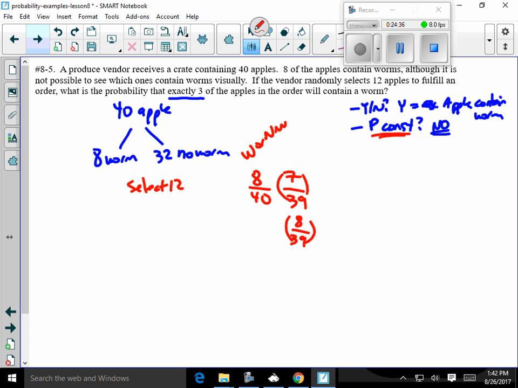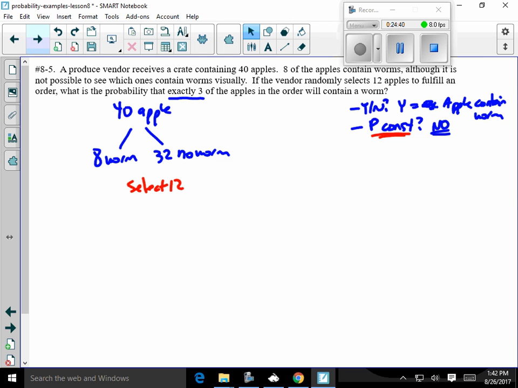This is not like a coin that has no memory. Here, we're talking about apples, and it's a fairly small group of apples, 40. So once I select one, the probability of the second one having a worm is different. Okay. So we're going to have to use a different technique here. We're going to have to say, all right, if I want to have exactly 3 of the apples in the selection having a worm, then that means the other 9 will have no worms, right?